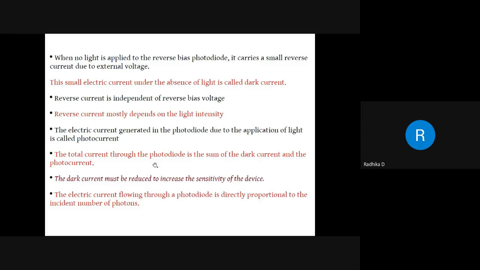Obviously, you want more current to be produced due to the photocurrent, that is, due to the light. So you should have minimum dark current, that means minimum current produced due to just the applied voltage. Then you will say your device has better sensitivity to produce current whenever you apply light.